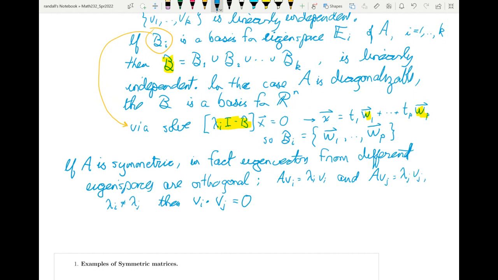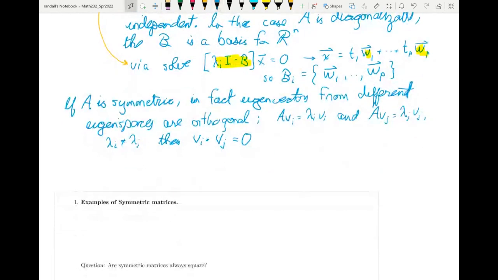So generally, let's write it out this way. You form a basis, and if you pick vi from the basis for this eigenspace and vj from the basis for the eigenspace Ej, then vi dot vj will be 0.